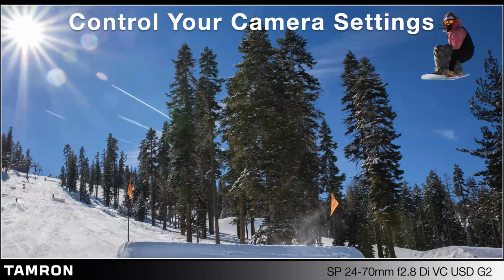So we went to manual exposure. So that was one less thing that we had to worry about on the camera. We determined that we were going to need a shutter speed of a thousandth of a second, and that was going to be adequate to stop the motion of the snowboarder coming off the jump.